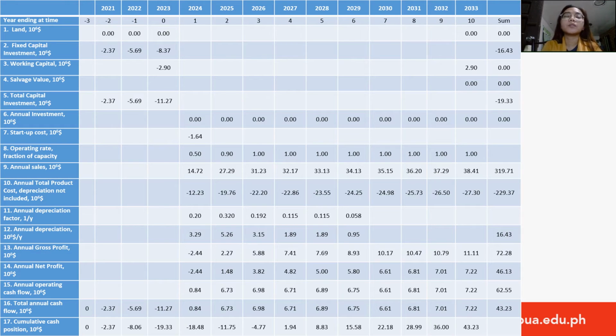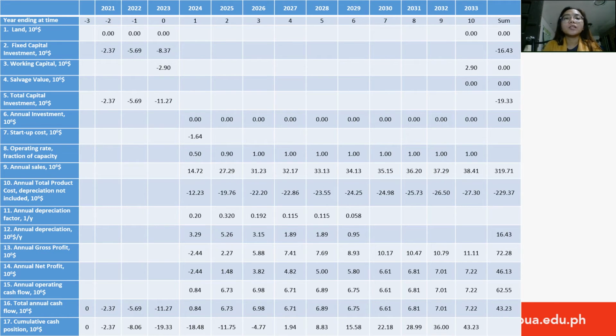An inflation rate of 0.03 per year was also used to calculate the total capital investment and the product price inflation rate. Moving on, the annual gross profit values were calculated to determine the profit made by the manufacturing plant after deducting the cost of manufacturing and selling of our products.